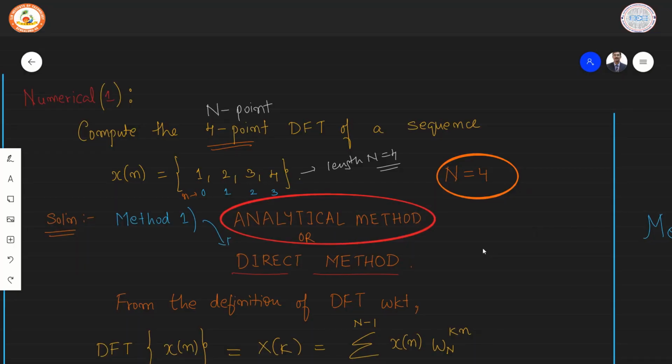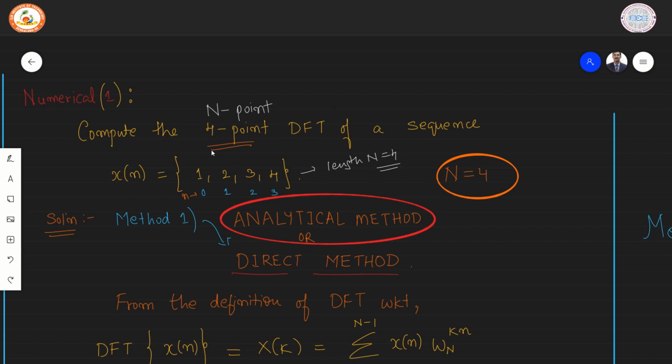Having learned about the formula of DFT and the representation of the DFT and IDFT as a linear transformation using vectors and matrices, let us now test the understanding of the topic. Let us solve a couple of numericals. Let us consider a very simple situation wherein you are asked to compute the N-point DFT of a sequence x of n, which is 1, 2, 3, 4. This discrete time sequence is having length capital N, which is equal to 4.